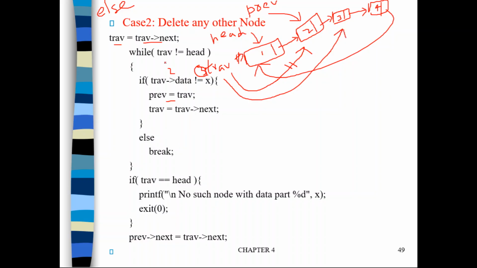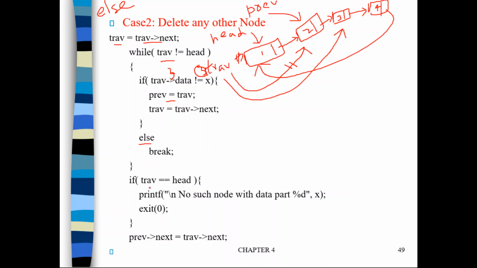Okay. Again we go back here and check, is traverse not equal to head? Yes, traverse is not equal to head. Traverse is equal to node 3. Even the first time, when traverse was pointing to the second node, it checks that. Yes, traverse is not equal to head. Then again we check traverse arrow data. Now what is traverse arrow data? 3. Is it not equal to x? No, it's equal to x. So break. So it comes out.